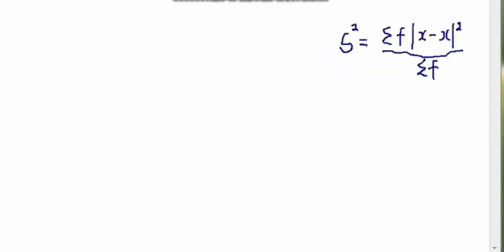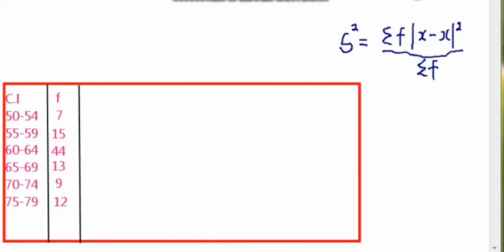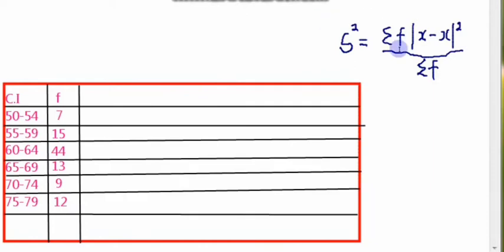First, let's quote the formula for variance. For variance of group data, we have the summation F absolute of S minus S bar, raised to power 2, divided by summation F. So in this table, we have our class interval and we have frequency. The next thing we need on this table is S. S needs to be on this table from the formula, so we have to compute for S.